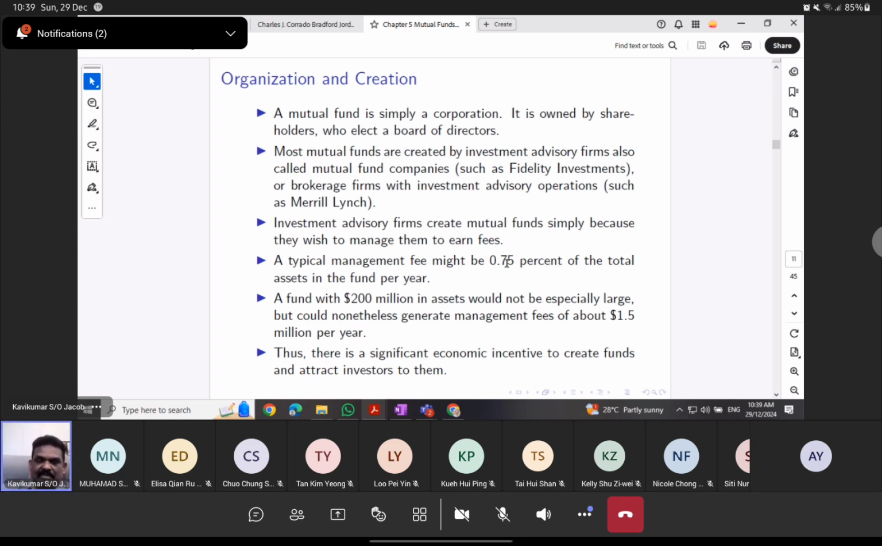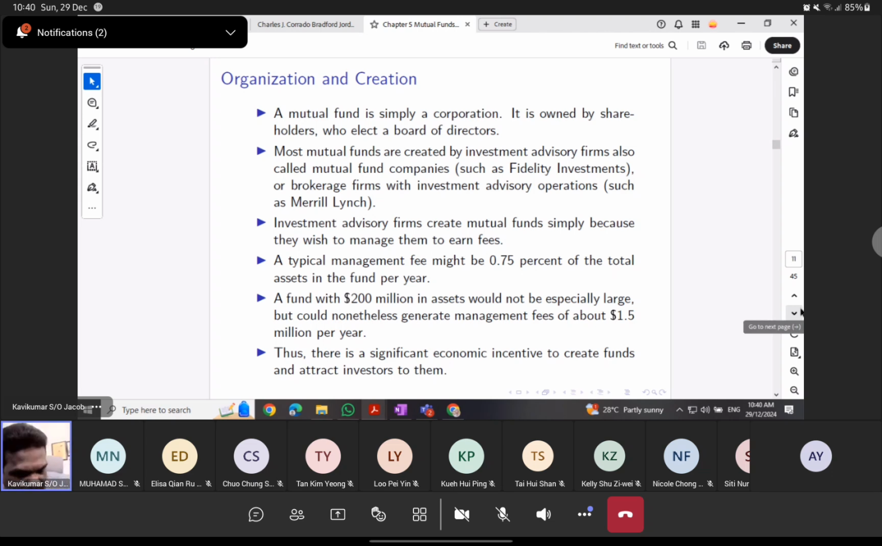A typical management fee might be 0.75% of the total assets in the fund per year. That is a typical percentage. A fund with 200 million in assets could not be especially large, but could nonetheless generate a management fee of about 1.5 million per year. So managing 200 million is not a big amount, even though they can generate a fee of 1.5 million per year. So there is a significant economic incentive to create funds and attract investors to them.